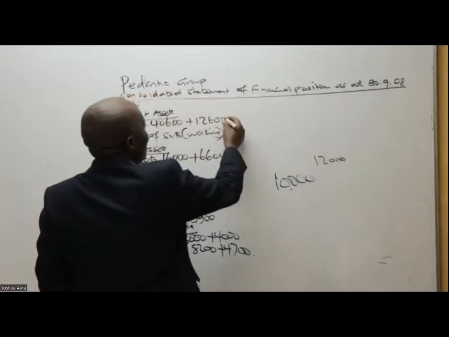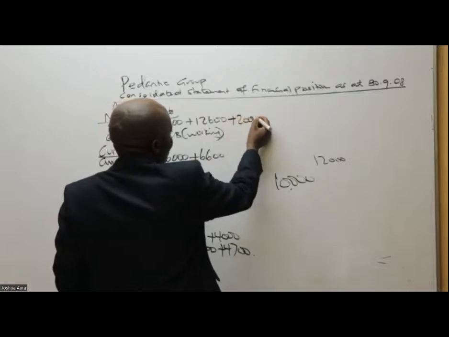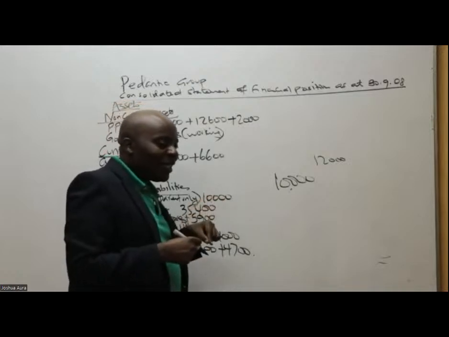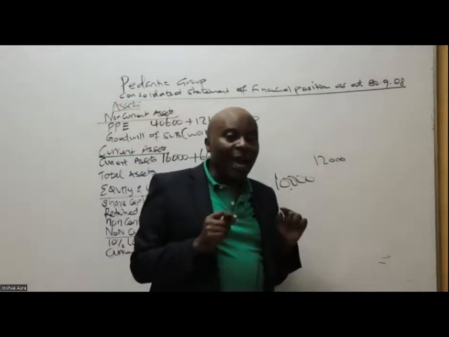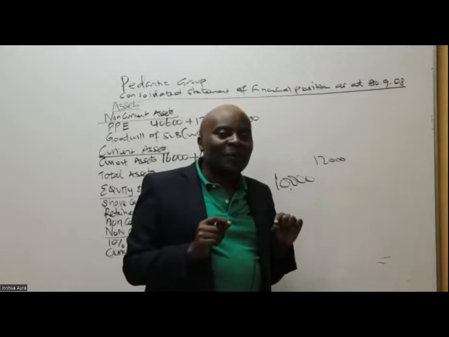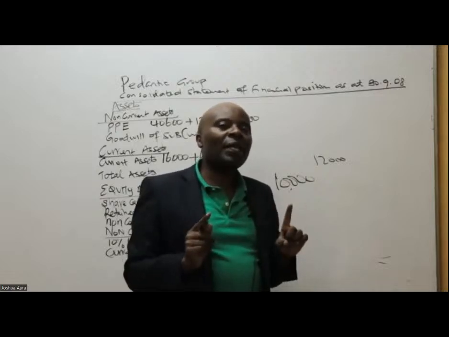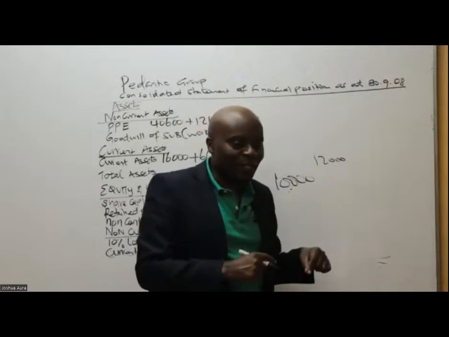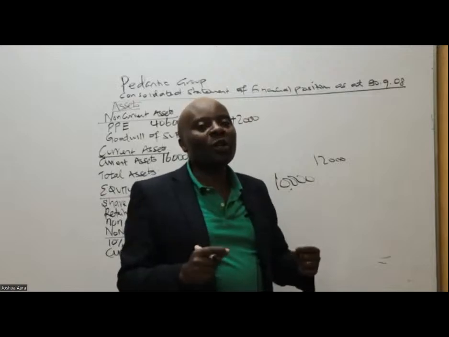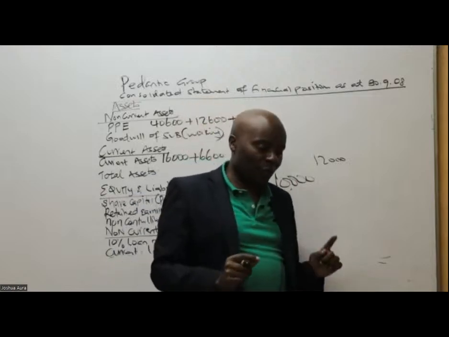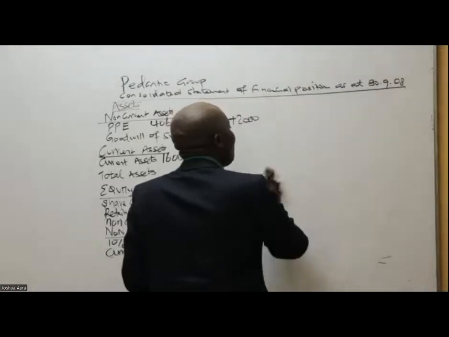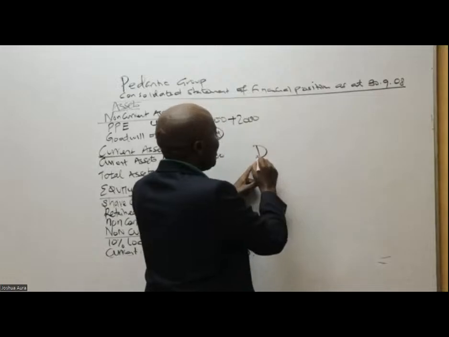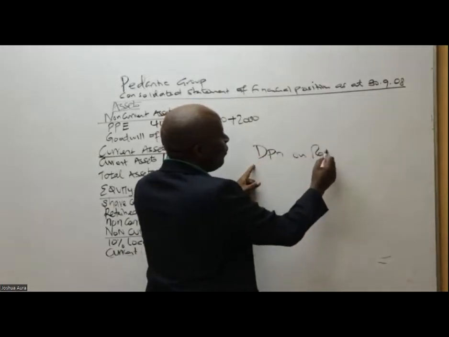So come here, plus 2,000. This figure is being brought in at the balance sheet now. It means that it has not been depreciated. So once I have a revaluation, I must always compute what we call depreciation on revaluation. So come and give us depreciation on revaluation.